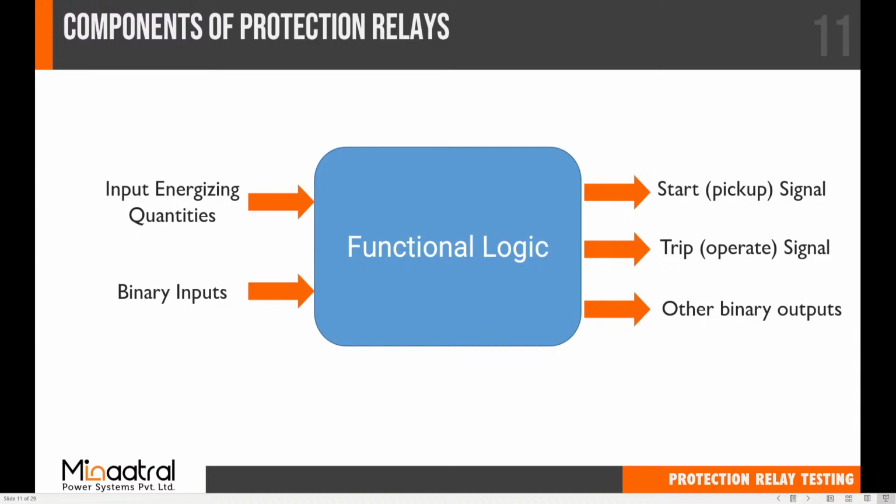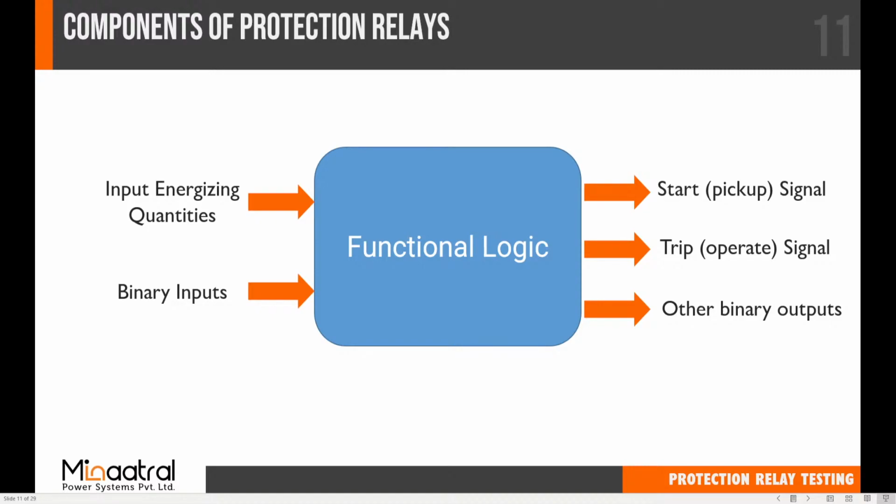And on the other side, on the output side, you can have multiple binary outputs or digital outputs, but the most common one is the trip output. So your trip or operating signal is what you would give to your circuit breaker. At the same time, you can also have a start signal or a pickup signal. So the moment your measured quantity becomes higher than your setting, the start signal is generated.